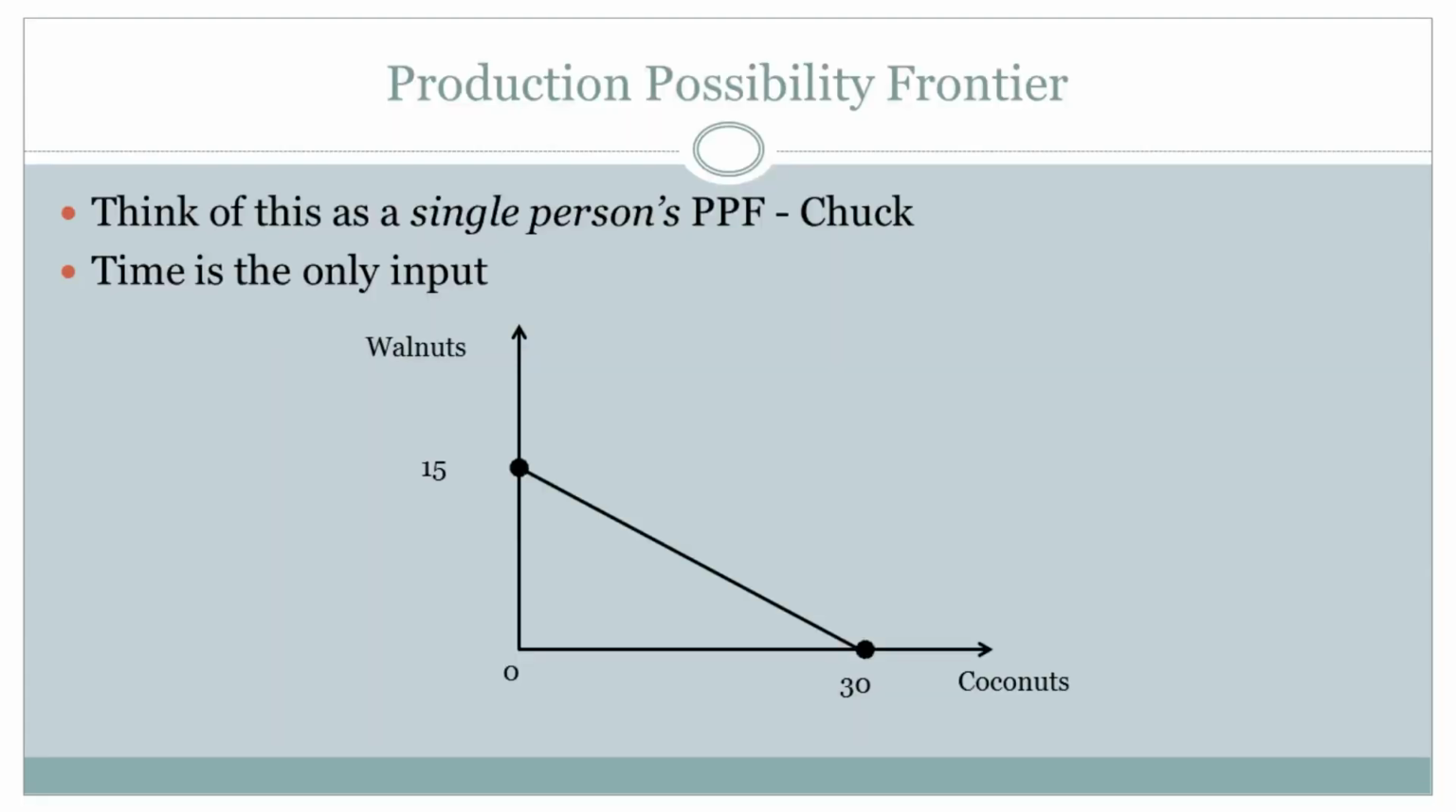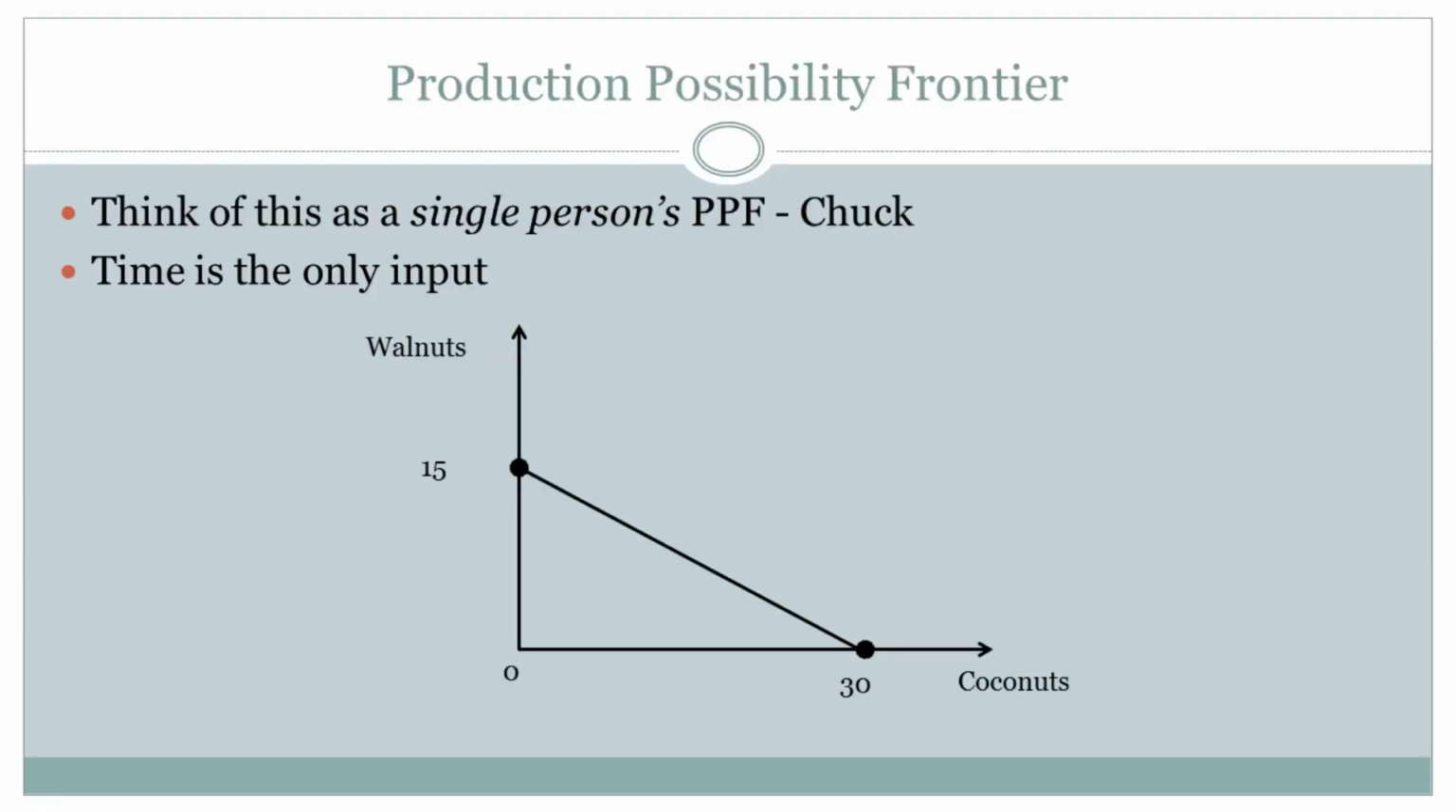And Chuck happens to be really good at gathering coconuts, and Wilson happens to be really great at gathering walnuts. Right? So I've already slipped it in there that they have comparative advantages. Chuck's going to have the comparative advantage in coconuts. Wilson's going to have the comparative advantage in walnuts. So let's draw out a production possibility frontier.